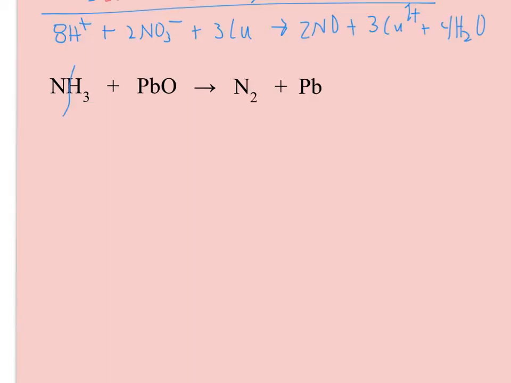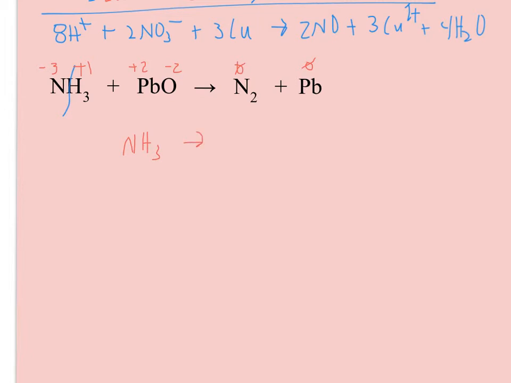Sorry about the squiggle there. I've got hydrogen at a +1 each, which makes my nitrogen -3 in this case. Oxygen's a -2, so the Pb must be a +2. On the other side, nitrogen's going to be 0, and Pb is going to be 0. Now, I already know I have some issues because I don't see any oxygen on the reactant side, but we'll take care of that.